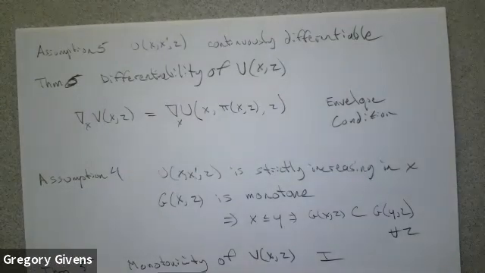And of course, if v is differentiable, then what that just means is that the gradient of v with respect to the first k arguments is strictly positive for all z. Okay. All right.